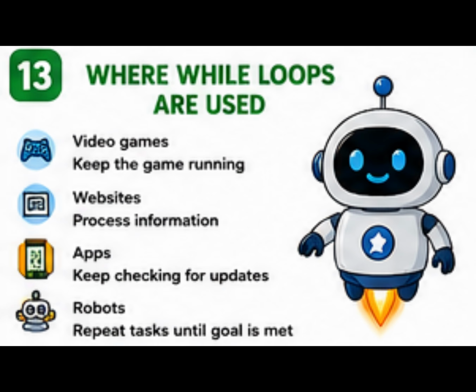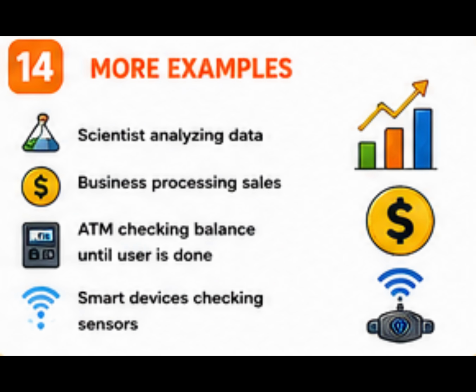Websites also use loops. A website may need to process many pieces of information, such as comments, messages, or products. Instead of handling each one individually, a loop can repeat the same process for every item. Scientists use loops when analyzing data. Businesses use loops when processing sales information. Engineers use loops when testing designs. Loops help automate tasks that would otherwise take hours or even days to complete.